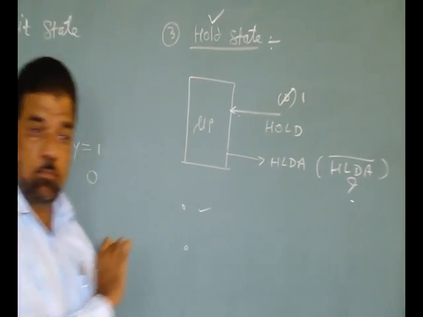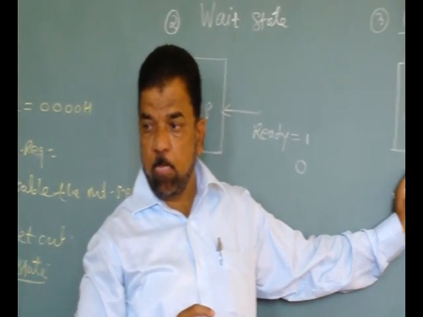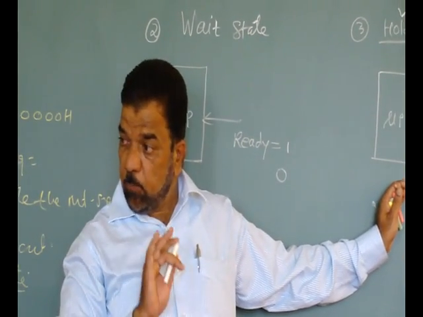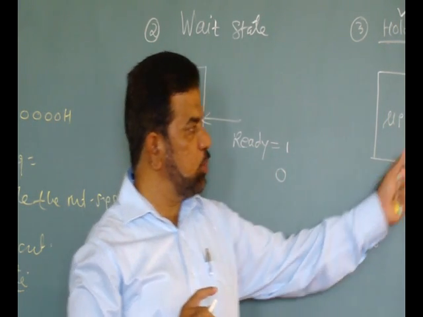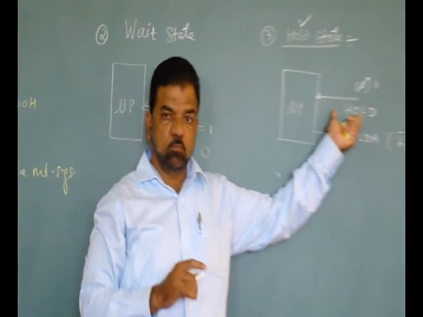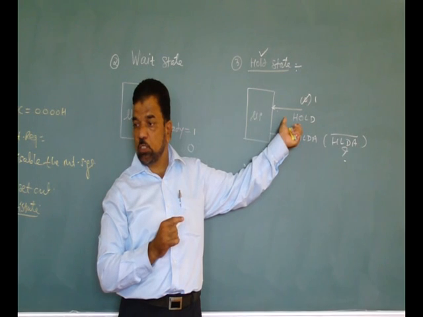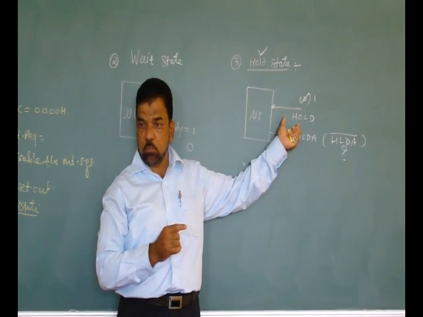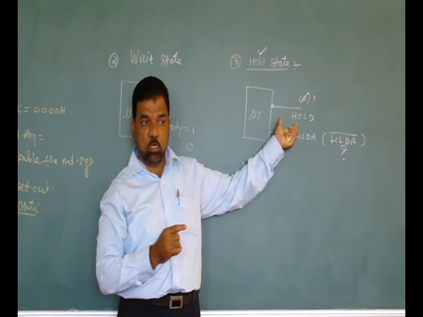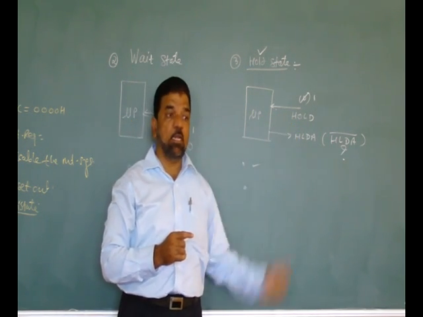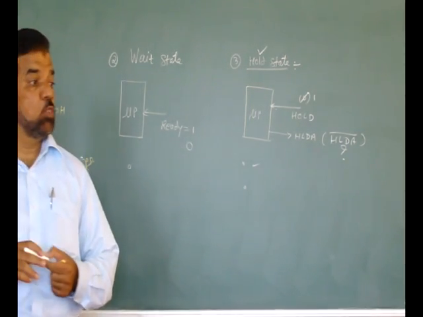What is the second effect now? The previous information remains there. The processor just checks this hold pin, and as soon as hold becomes equal to 0, it will again take charge of the different buses. Are you getting this? So the hold state is again very important, particularly in a DMA transfer, direct memory access, where the DMA controller uses these pins.